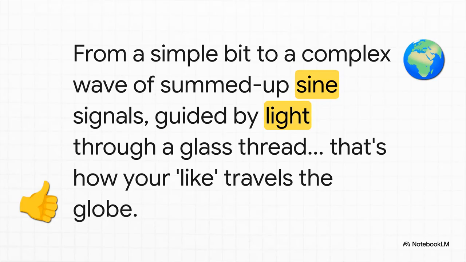And there you have it. That's the whole journey. Your simple like starts as an abstract 1 or 0. It gets encoded into a physical wave built by adding up a ton of simple sine waves. That signal gets sliced up and packed in with millions of others, then converted into a pulse of light that literally bounces its way through a thread of glass almost at the speed of light. That is the incredible, hidden journey of a single click.